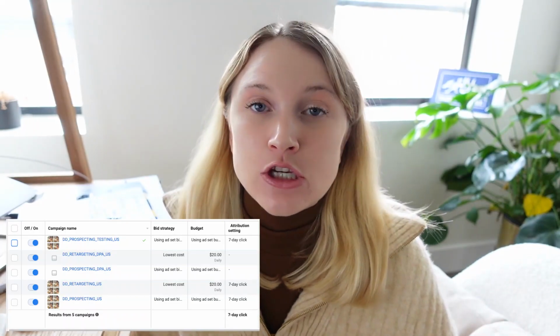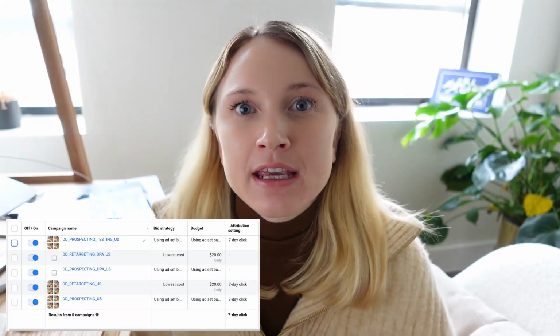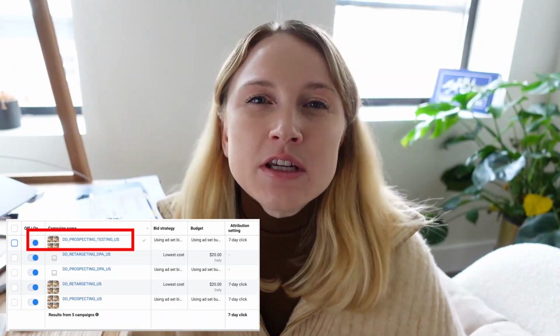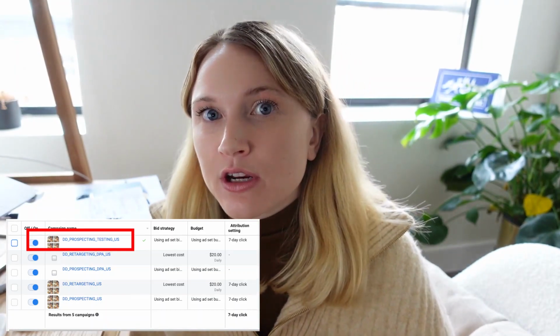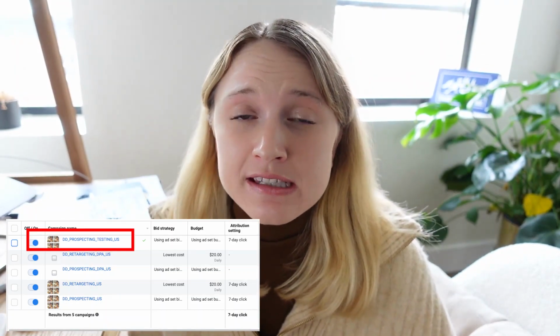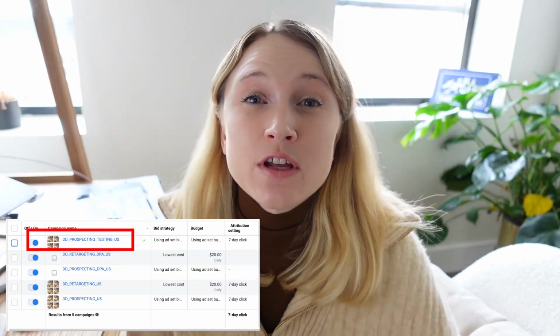Now, the final thing that I want to mention just about this overall account structure in general is that if you have a budget of over 20 to 30K, I would also recommend housing your creative testing in a completely separate campaign, something like this. This is going to allow you to more rapidly test creatives and scale up your winners in separate campaigns. And I actually have a video that's all about my creative testing strategy right here.